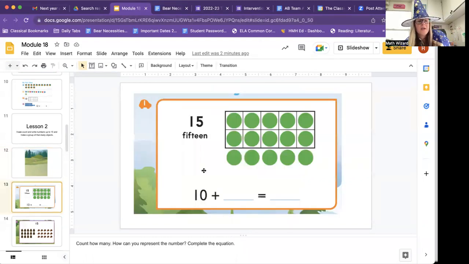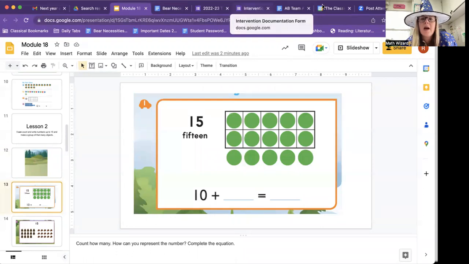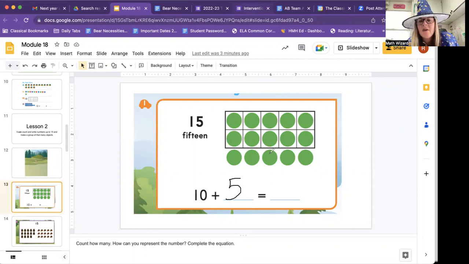All right, let's go to the next one. Here's our 10 frame. 10 plus how many ones are on the outside? Let's count. 1, 2, 3, 4, 5. 10 and 5 equals, let's start at 10: 11, 12, 13, 14, 15. 10 and 5 is 15. 10 plus 5 equals 15. Very good. You can pause this while you do that.